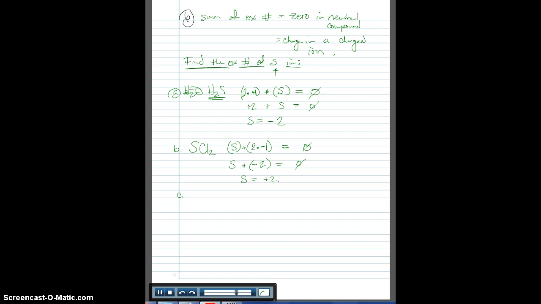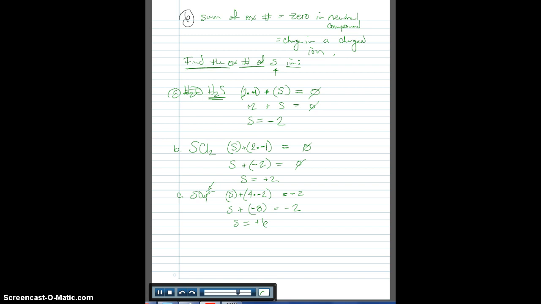Let's look at another one here. We'll take a look at the sulfate ion, SO4 2-. Now, because we have a charge of 2- here, we're going to set this equal to -2. It's going to be sulfur plus, we have 4 oxygens, 4 times, each oxygen is going to have a charge of -2. So now we have sulfur plus -8 equals -2, and we're going to solve this for sulfur, moving that 8 over, and so sulfur is going to be equal to +6 in that one.